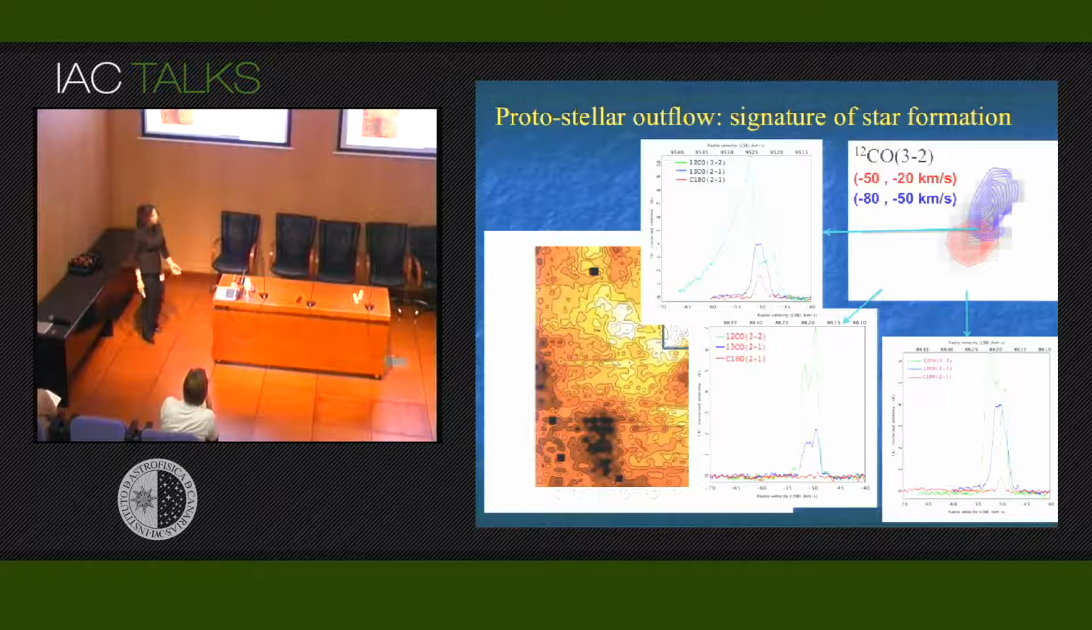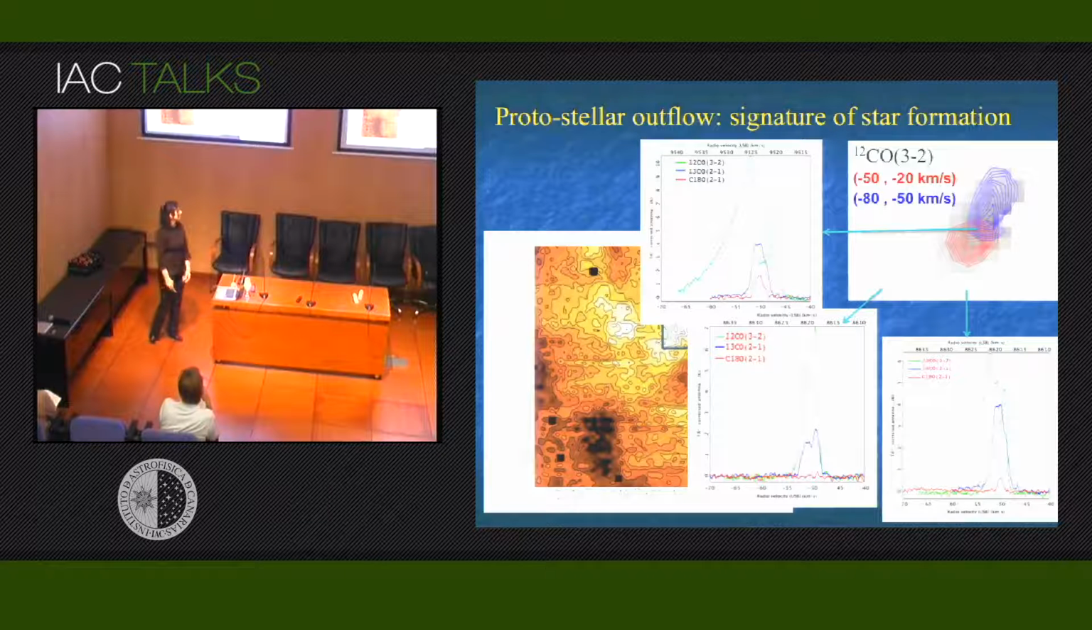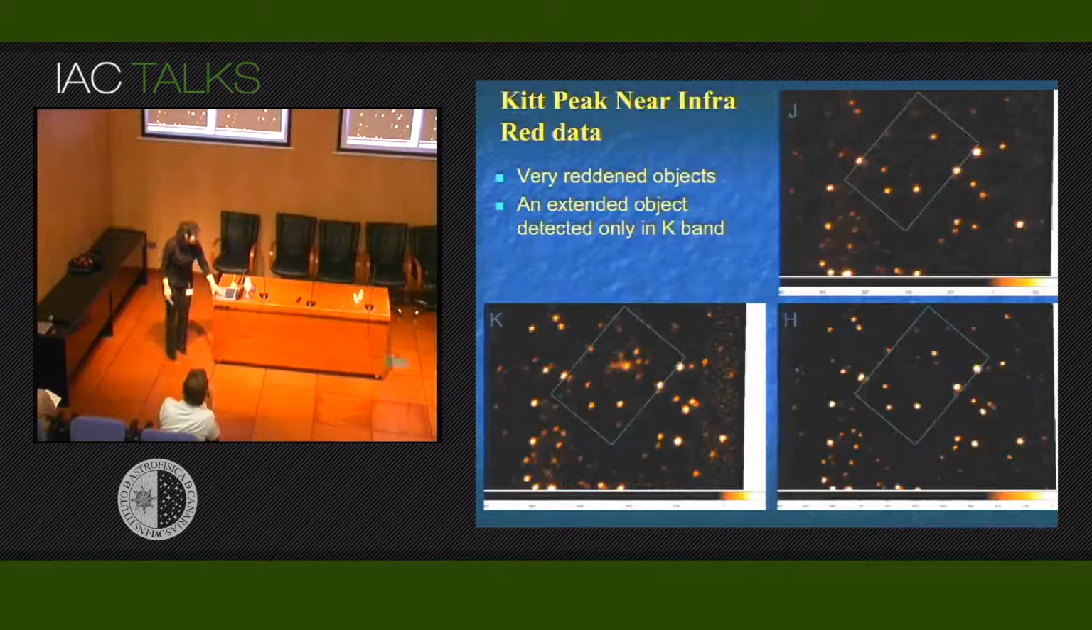Okay. What about the other objects? We checked the Larson relation, the relation between the line width and size, for other objects. Interestingly, we find that we have this relation for only 6 of the sources, and 4 of them don't have the relation, which 175b is one of them. So what's the difference between these two categories? We call category 1, which has this relation, type 1 sources, and these ones type 2 sources.